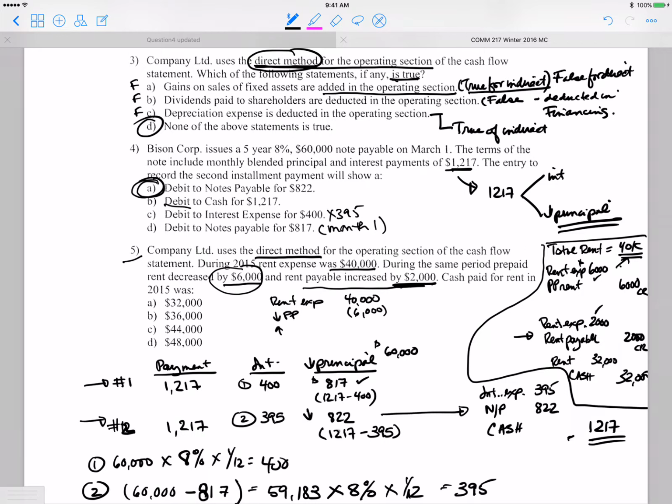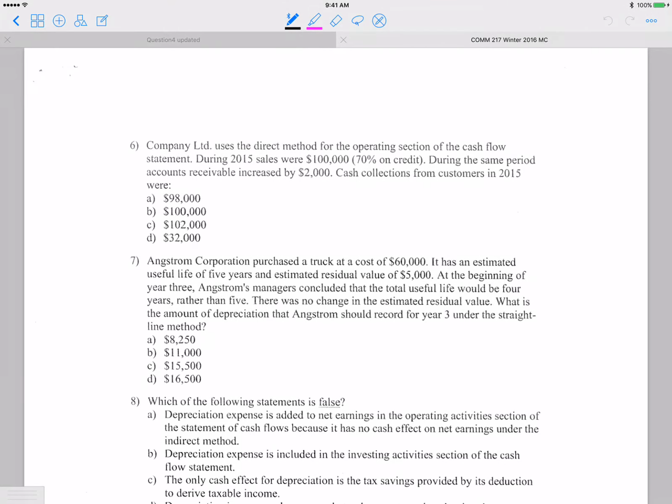And your increase in accounts payable rent, which means you're incurring rent expense, but you're only paying it in the prior period. Okay, so this gives you the same answer of $32,000. So the correct answer is A. Moving on to the next question.